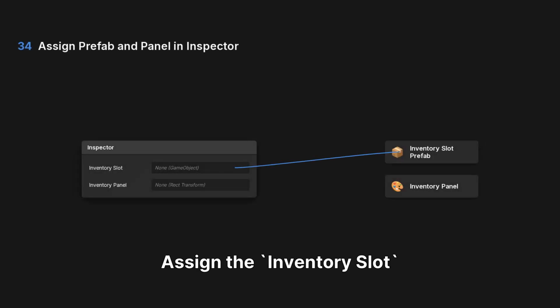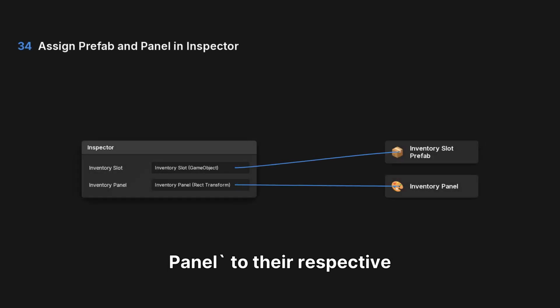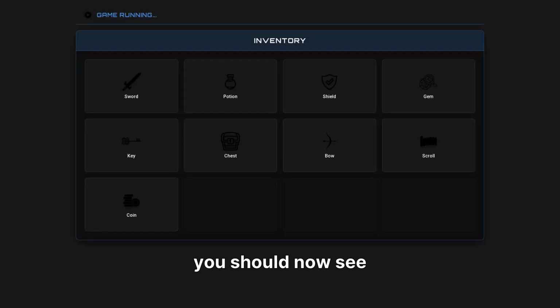Assign the inventory slot prefab and the inventory panel to their respective fields in the inspector. Run the game, and you should now see your inventory items dynamically displayed in the UI.